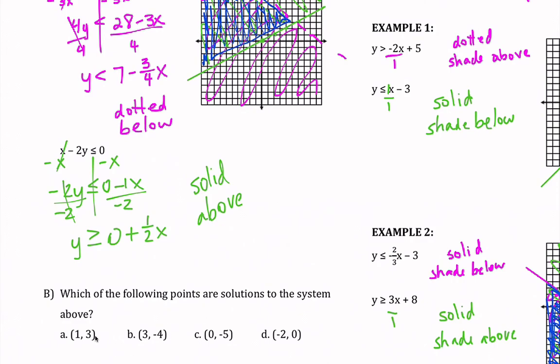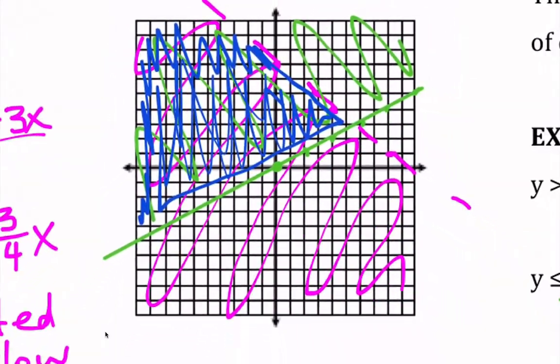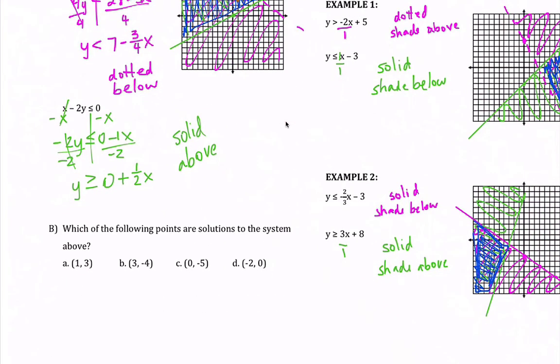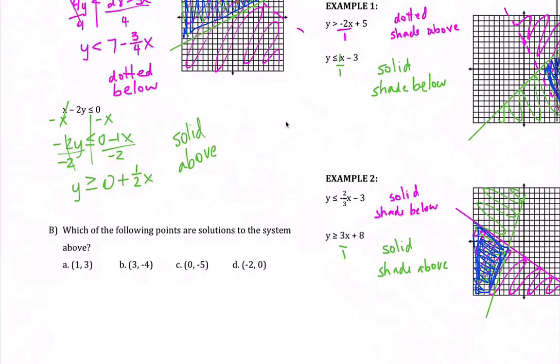Okay, my first point is at 1, 3. So let's put a point at 1, 3. I'm going to zoom back in. From the origin, I'm going to go right 1, up 3. My brown point, that's 1, 3. Is that point a solution? Well, notice it's in my dark shaded area where the two overlap, so yes, it is. So that one is a solution.